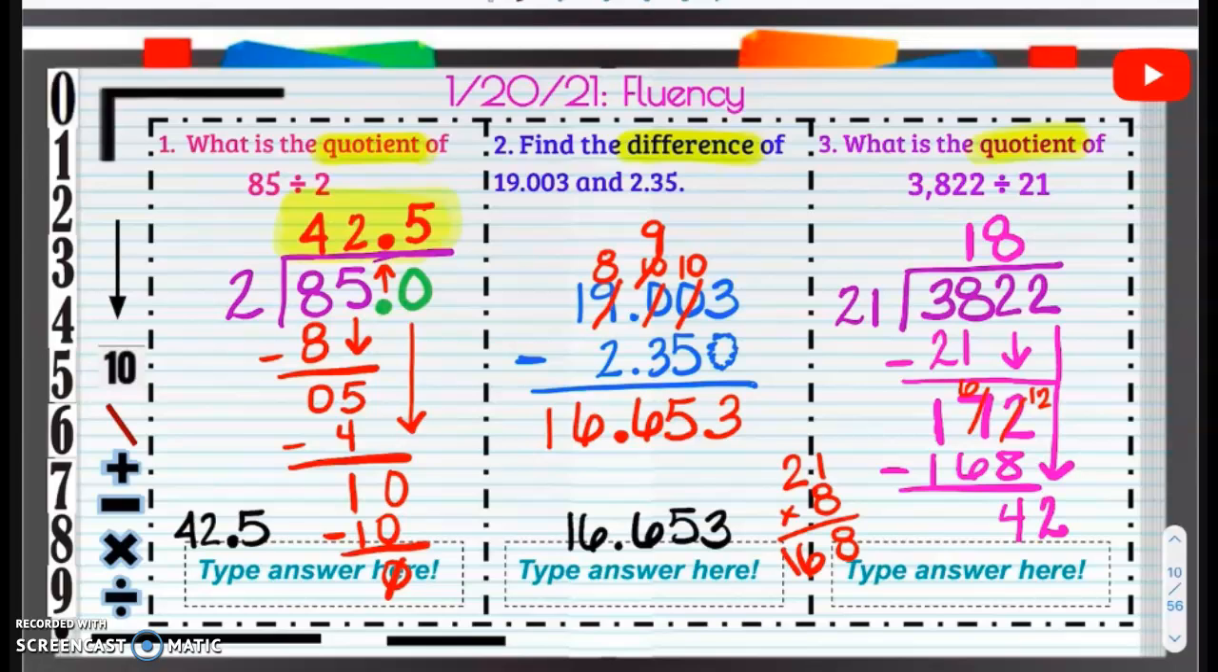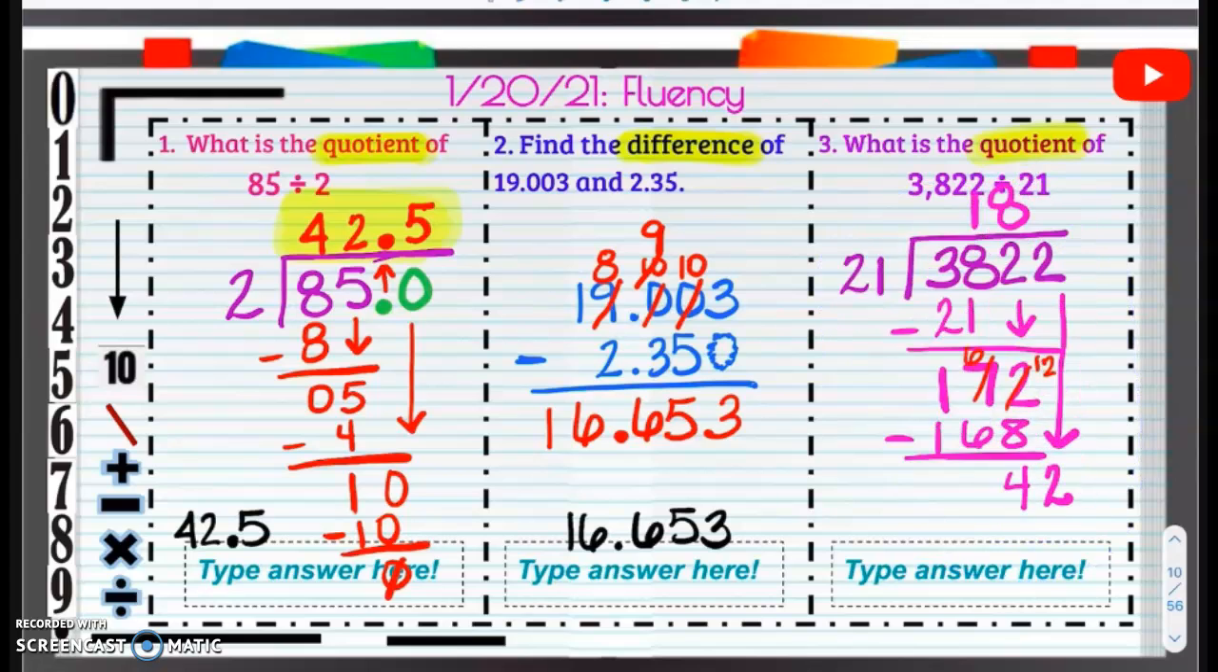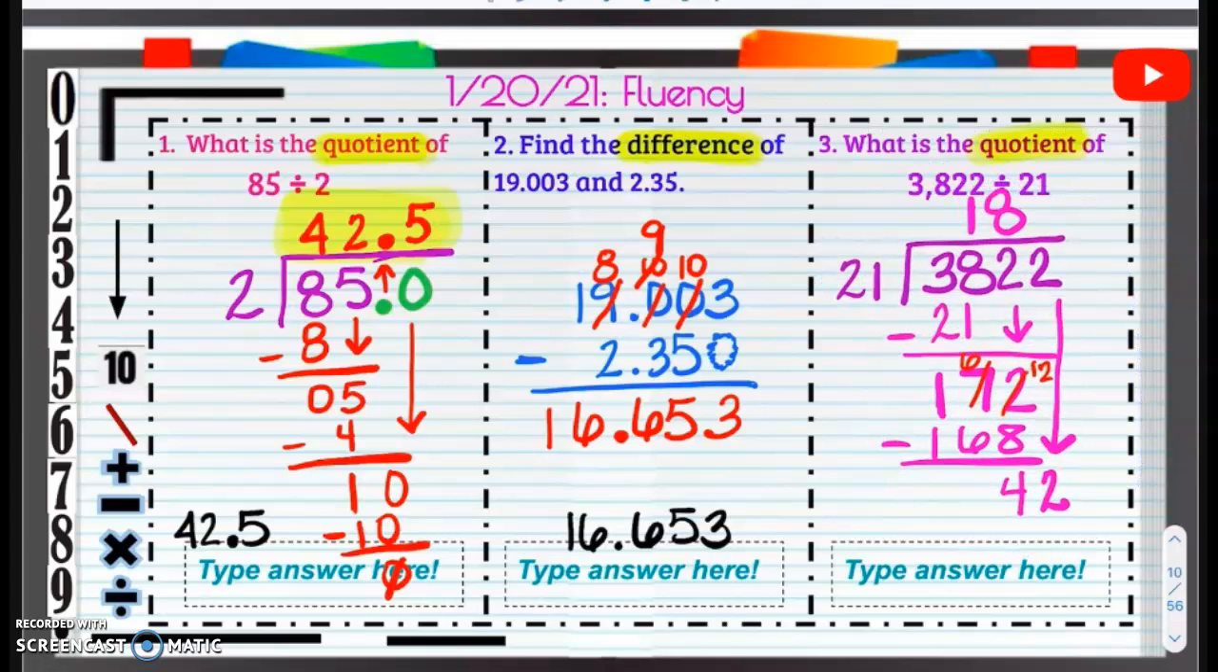I am going to move this up a little bit. Now we have 42. Oh, I know 21 can go in 2 times. 21 times 2 is actually 42. We'll subtract, we'll get 0, no remainders, nothing left over. So our answer is going to be 182.